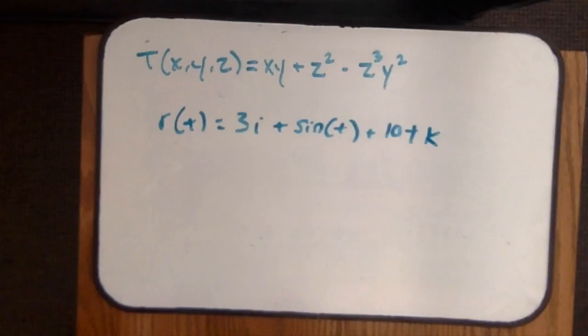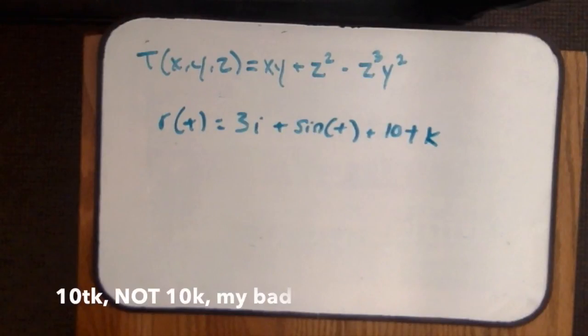Suppose the temperature T at the point x, y, z in space is given by the function xy plus z squared minus z cubed y squared. Our problem is to find the derivative with respect to t of a particle moving along the curve described by r of t equals 3i plus sine t j plus 10t k.